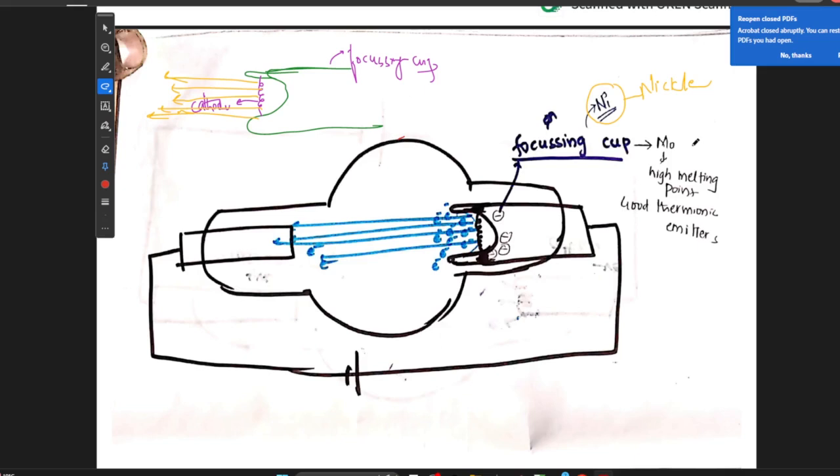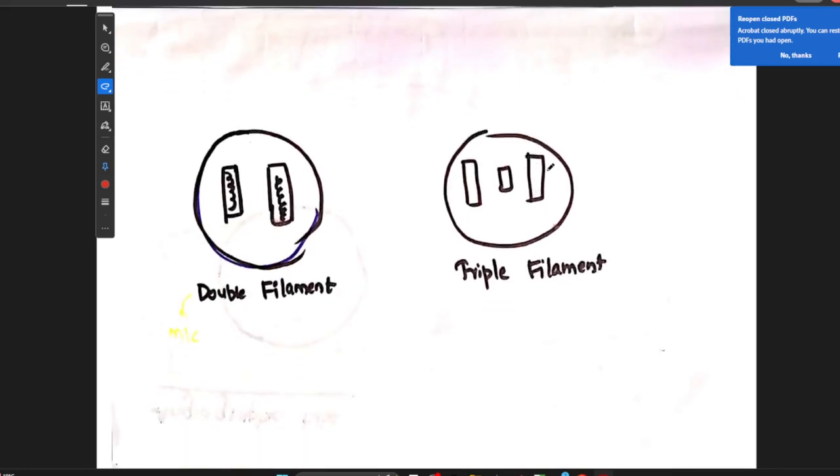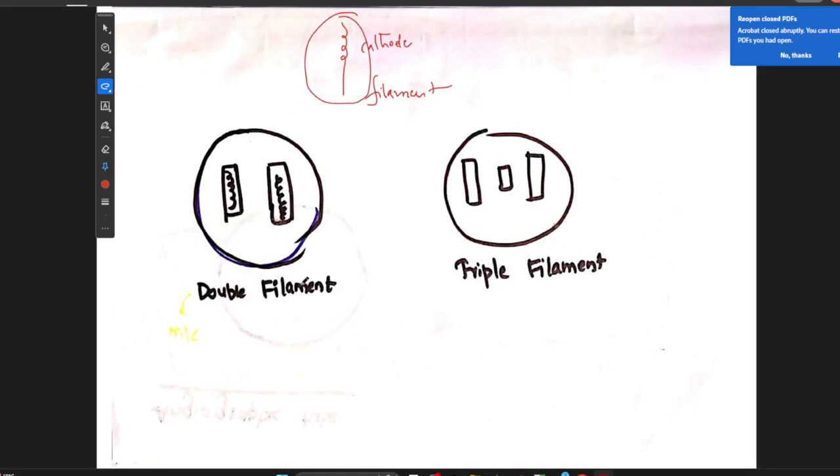Focusing cup can also be made up of molybdenum, and this molybdenum has a higher melting point and is a good thermionic emitter, but mostly it is actually made up of nickel. So we have learnt about the cathode. Cathode is nothing but the filament. In the normal X-ray tube which we use, the cathode is only a single filament, but there are also a few X-ray tubes where there can be double filament and triple filament.